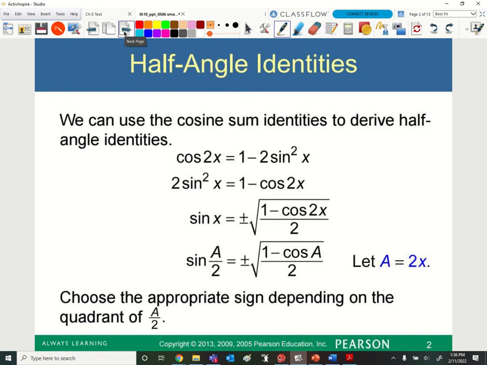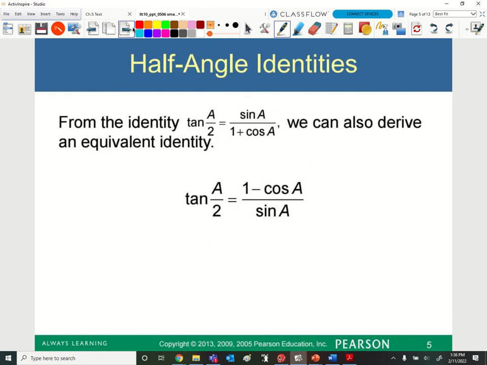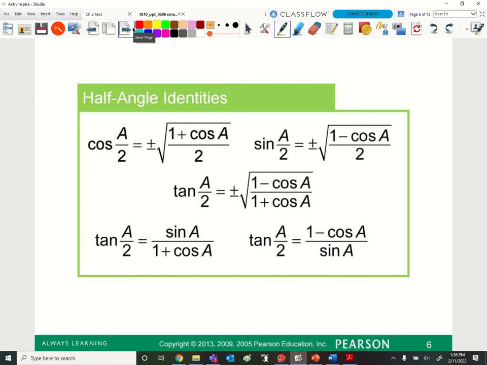Now, if you notice here, the half-angle identities are up here. And they kind of go along with what we had before, but this time tangent is the one that has three different versions.